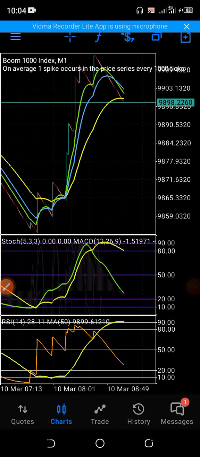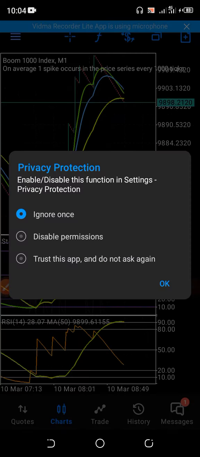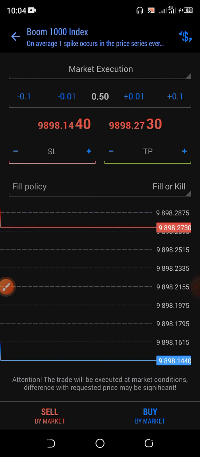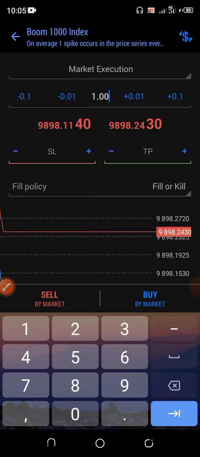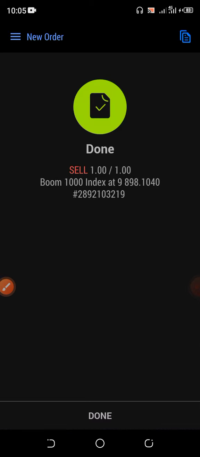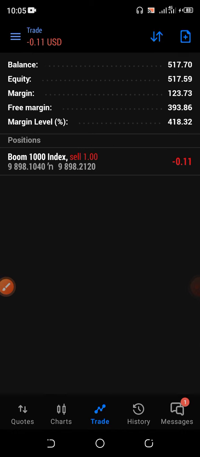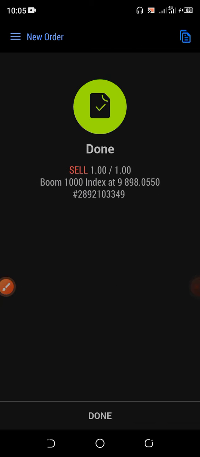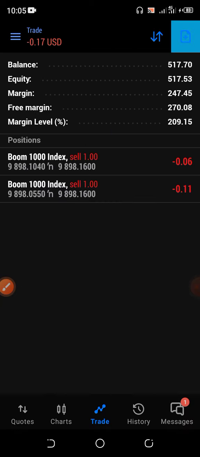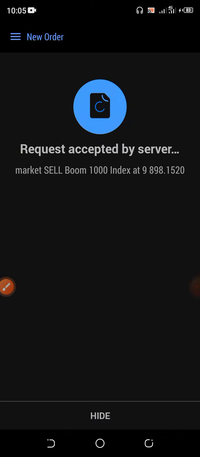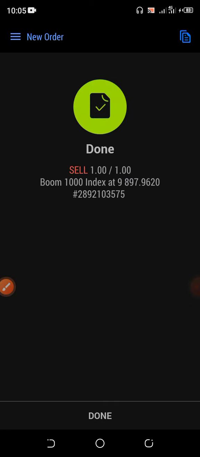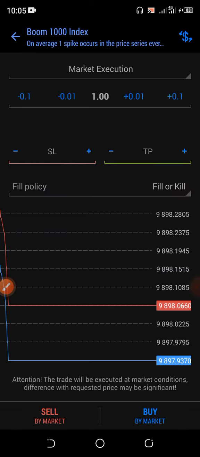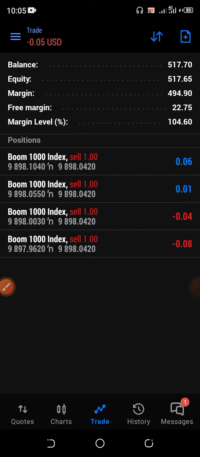This may look crazy, but let's see what it's going to be. Let's see how it's going to turn out. As I'll be taking this time $1, this time I will be selling. Okay, let me leave it like this.